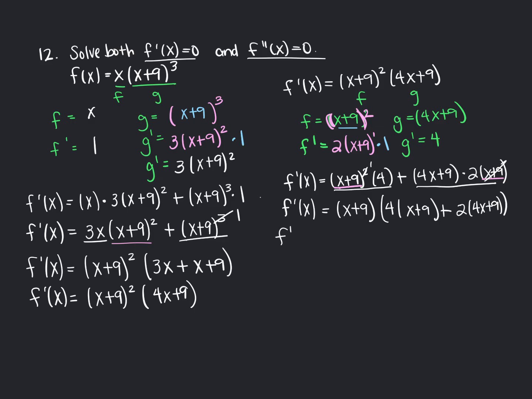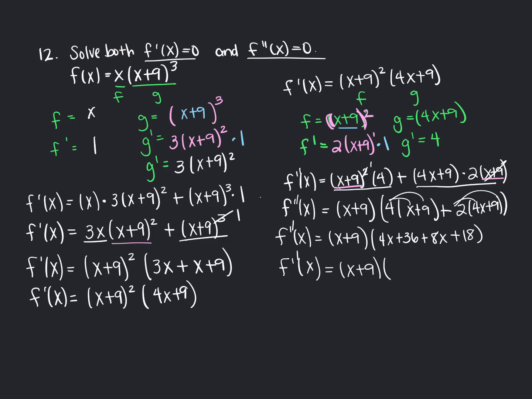And I can clean this up. I have (x + 9) times (4x + 36) plus (8x + 18). So f prime, I've been finding double prime. I've been finding that second derivative, right? So f double prime of x is going to be (x + 9) times (12x + 54).